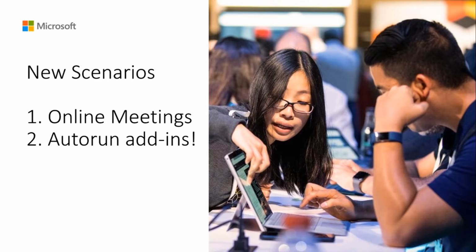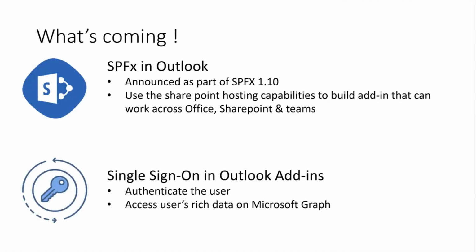We didn't go into a lot of detail, but we showed a couple of demos that are very interesting. One of them is the signature scenario. The idea is that when you create a new item, just by creating a new item, we add a signature coming from a service provider. And then finally, we also talked a little bit about how you can use SPFx in Outlook.